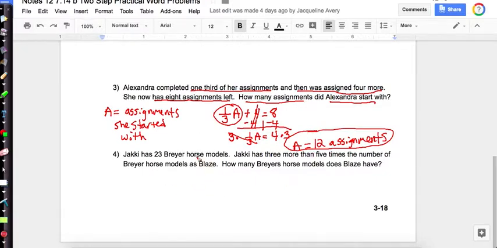Okay, we have one last example to tackle here. Jackie has 23 Breyer horse models. Jackie has 3 more than 5 times the number of Breyer horse models Blaze has. How many Breyer horse models does Blaze have? So Breyer horse models for Blaze. So we can say B equals Blaze's horse models.